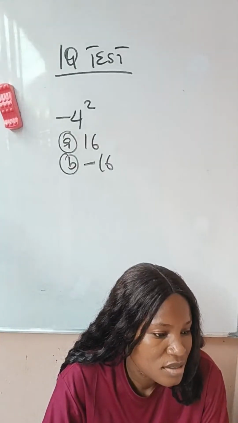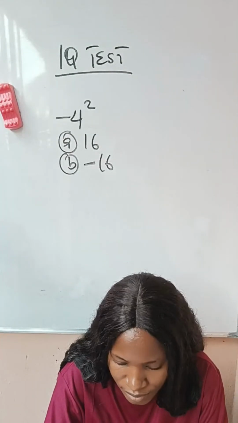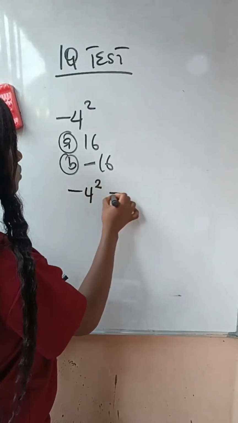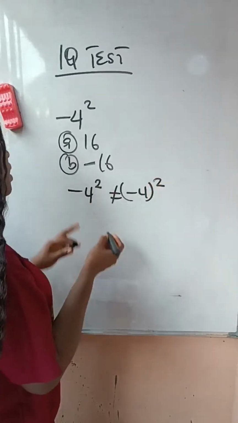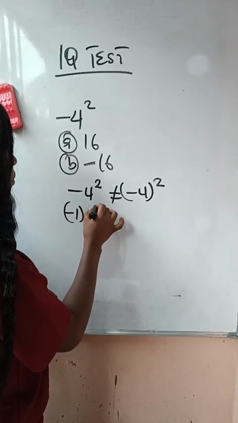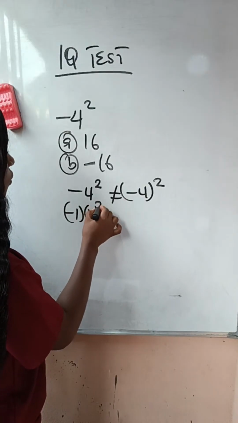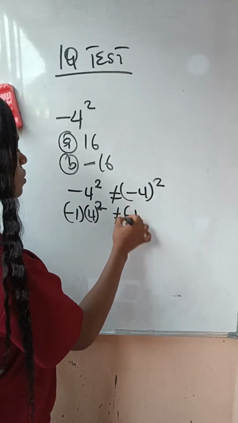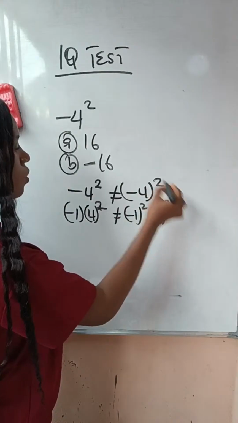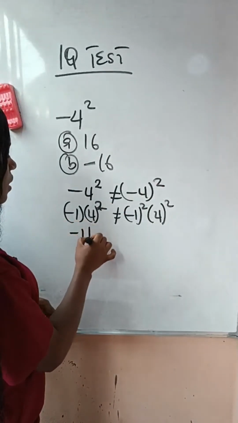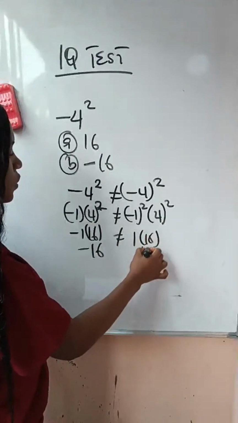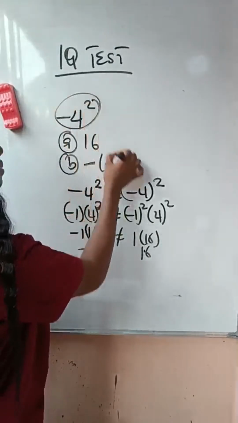All right. So I'm going to explain this and then we move. For this one, it is simple. Minus 4 squared is not equal to minus 4 squared. Now, minus 4 is minus 1 multiplied by 4. So in this case, you can see that the square is just on 4 alone. Unlike this one, the square is on both negative 1 and 4. So we are going to square both negative 1 and 4. If you solve this, you have minus 1 times 16, which will give you minus 16. But if you solve this, you're going to have 1 times 16, which will give you 16. So that is why minus 4 squared is minus 16.